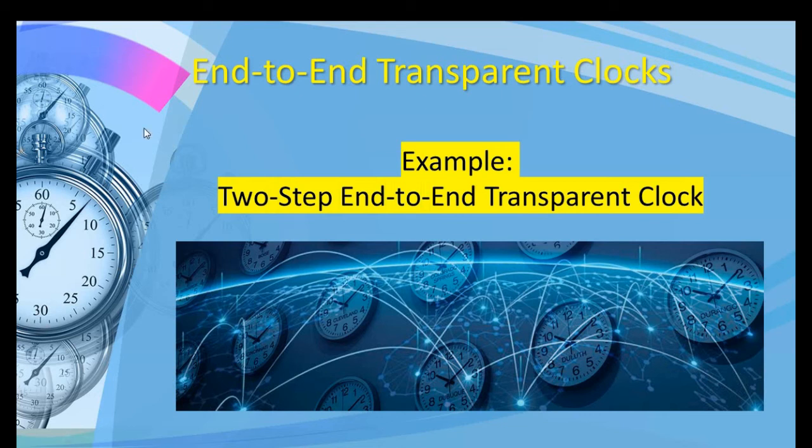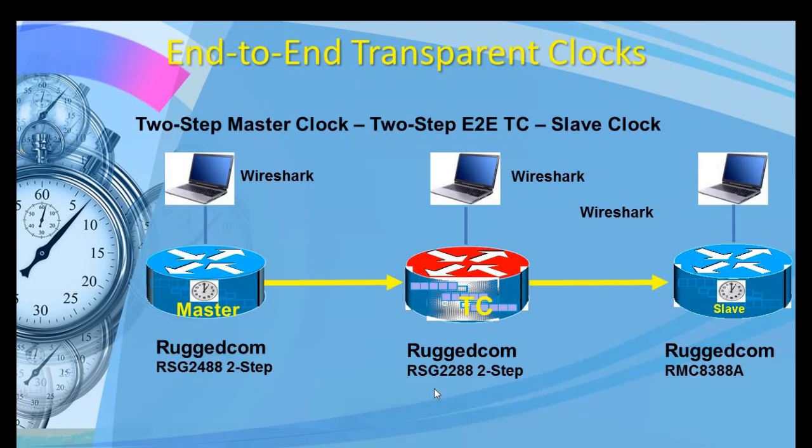So next one, I'm going to show the two-step example for a two-step end-to-end transparent clock. We still use 3 devices. The first one is the Rubicon RST2488 two-step grandmaster. The middle one is the Rubicon RSG2288 two-step end-to-end transparent clock. The slave clock is the ARM RMC8388A. We have 3 laptops connected to 3 clocks doing Wireshark capture.